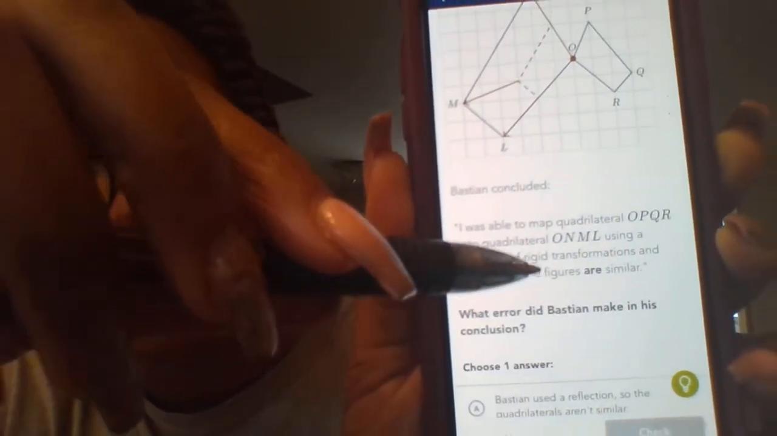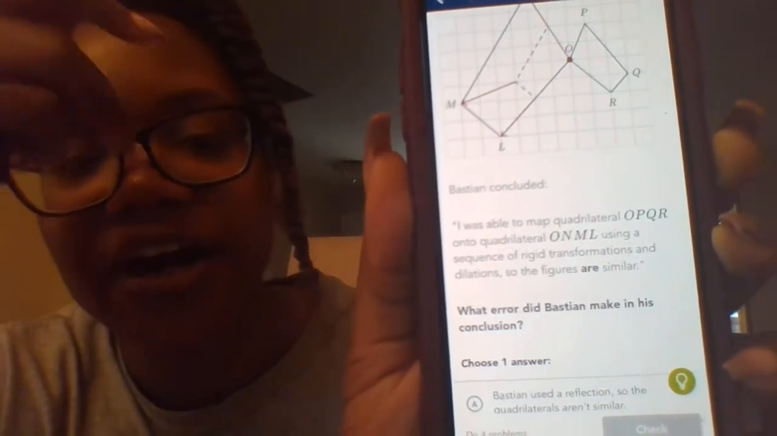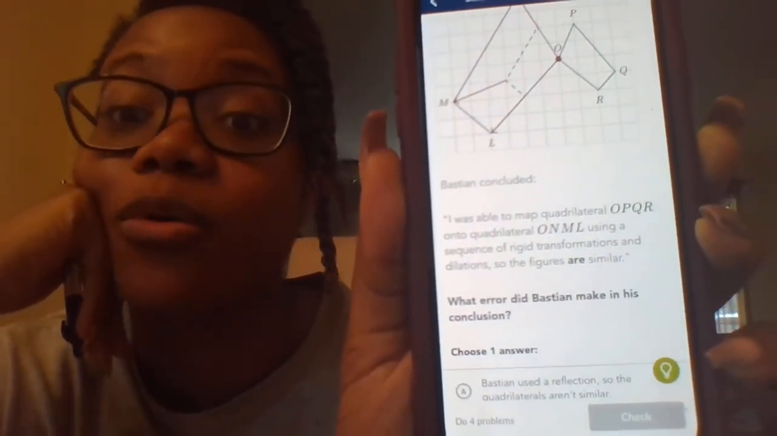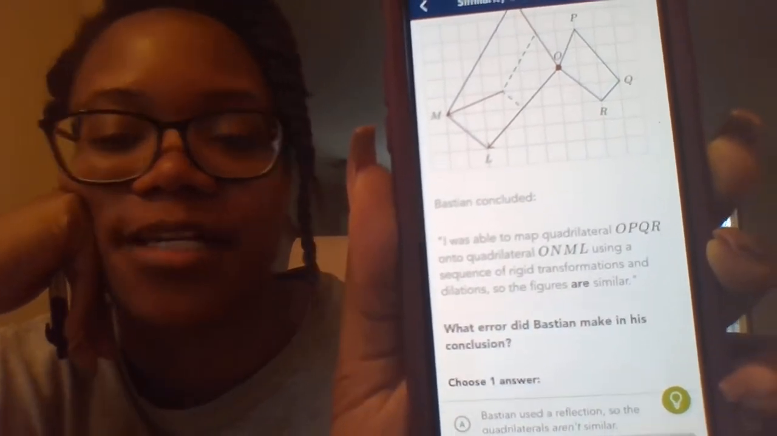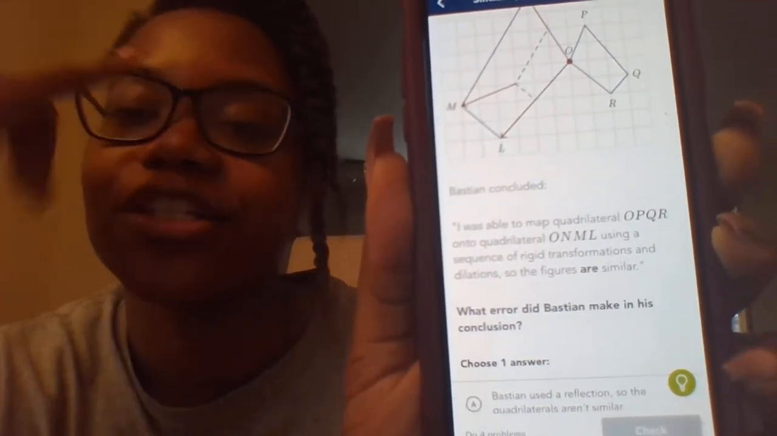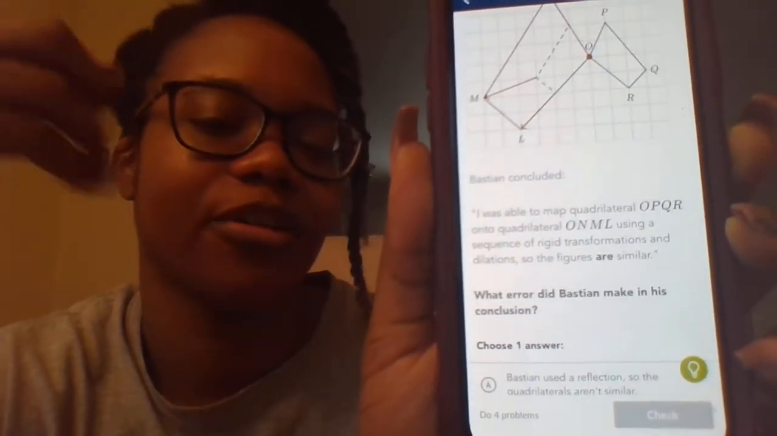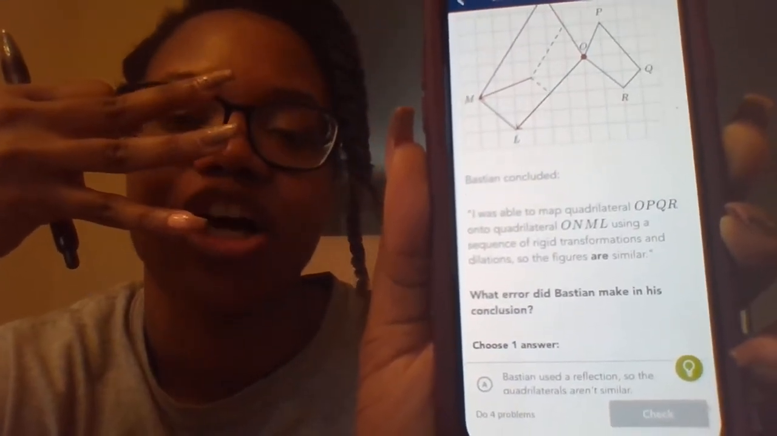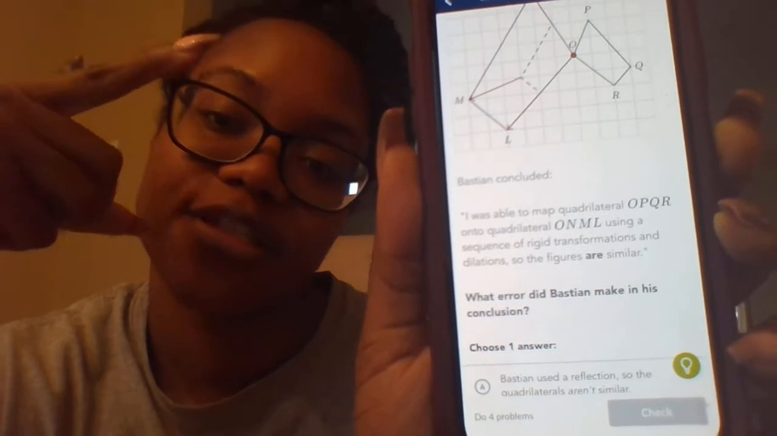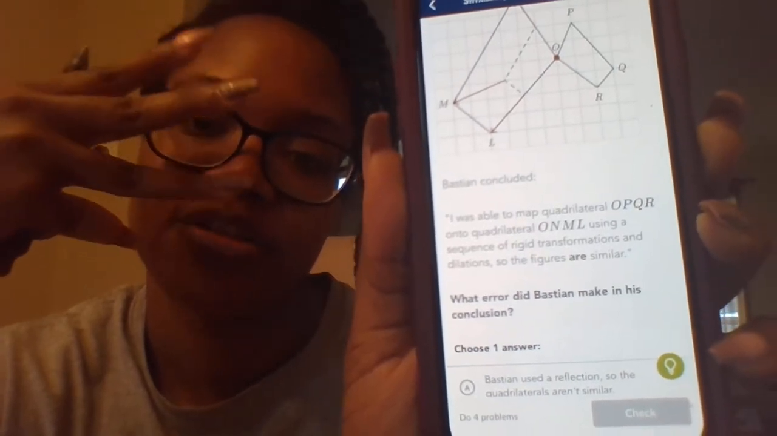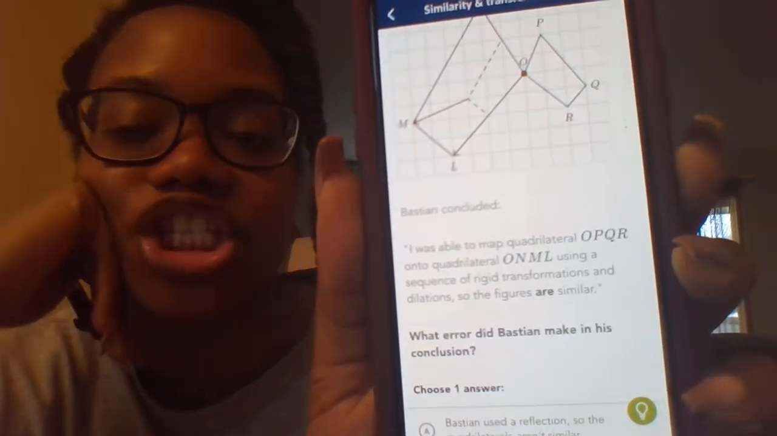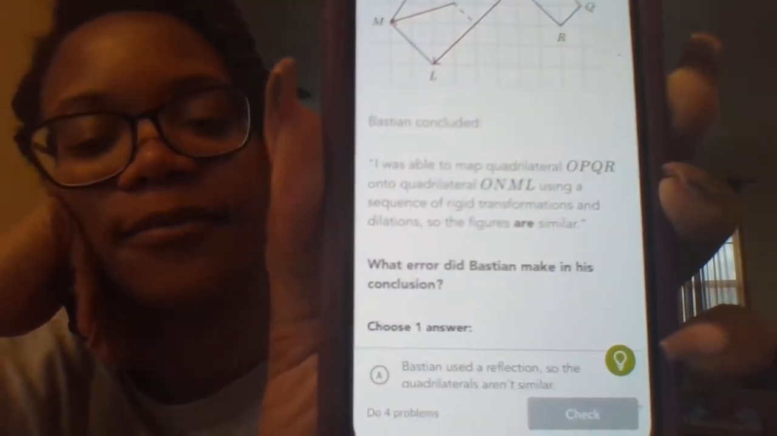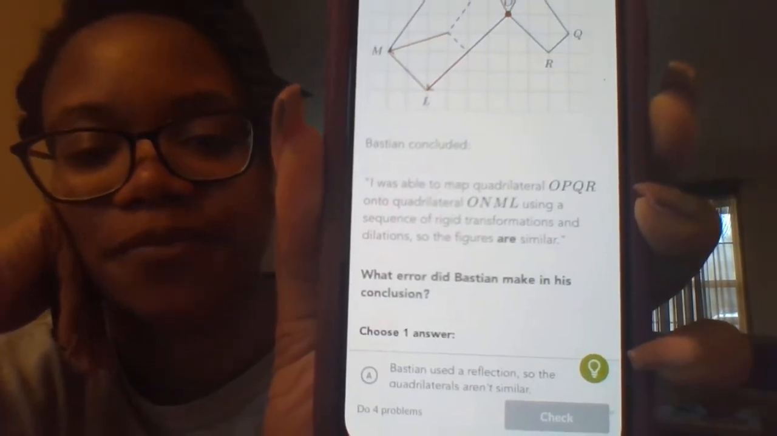So rigid transformations are transformations that don't change the size of a shape. The shape's going to be the same regardless, but if it's rigid, you're just shifting it. We learned about 3 rigid transformations, also called isometries: shifts, flips, and turns. Those three isometries or rigid transformations don't change the size of a particular figure. The figure looks exactly the same, it's just in a different position.